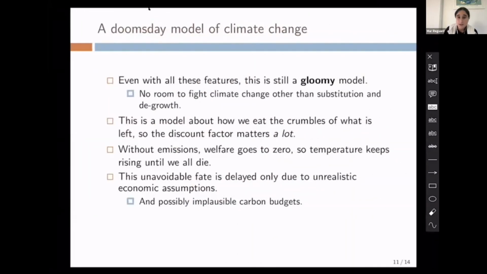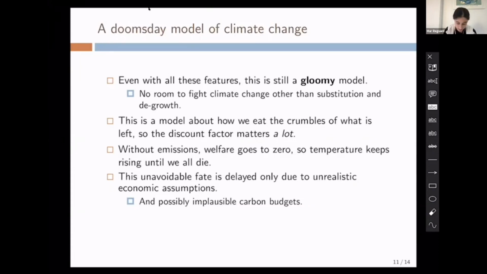So, in spite of all this optimism that's built into the model, this is a doomsday model of climate change. In this model, there is no room to fight climate change other than substitution and degrowth. So this is a model about how we eat the crumbs of what's left, where we are overstating quite a bit the crumbs that are left. The discount factor in some sense matters a lot because it's a pure cake eating problem. Without emissions in the model, welfare goes to 0 as temperature keeps rising until we all die. So this unavoidable fate in the model is only disguised by some unrealistic economic assumptions.